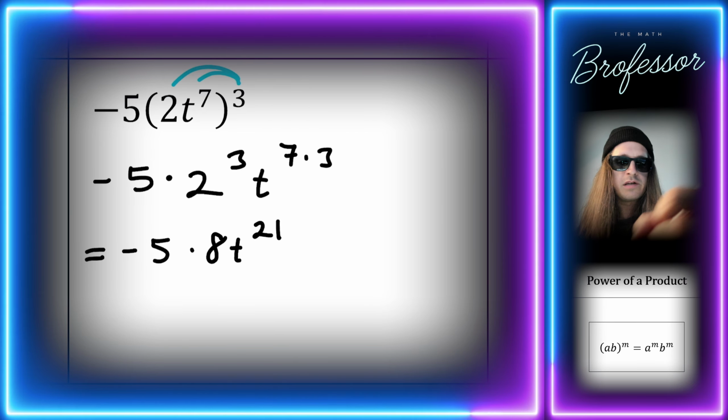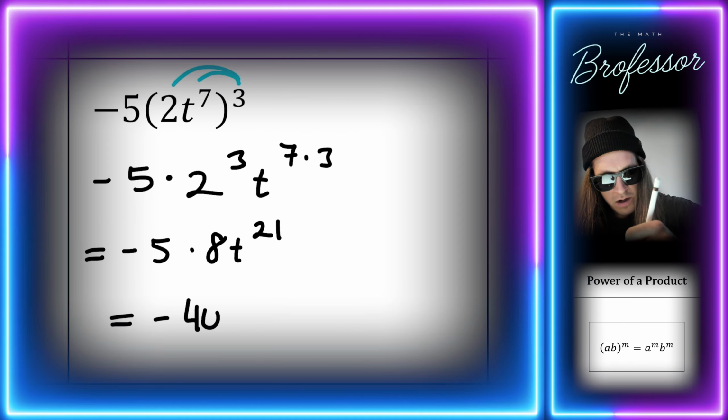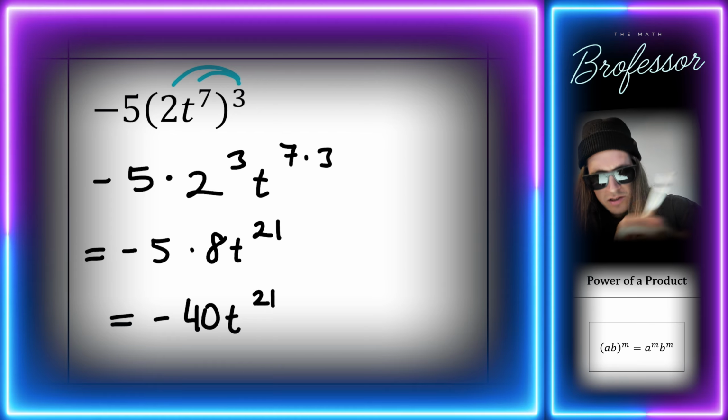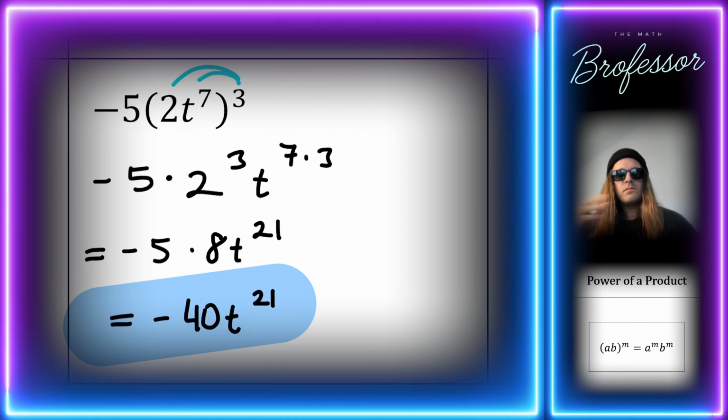Now make use of the negative 5. We have a negative 5 times 8 right there. That is negative 40 t to the 21. There we go. That's our longest problem so far. That was a good one.